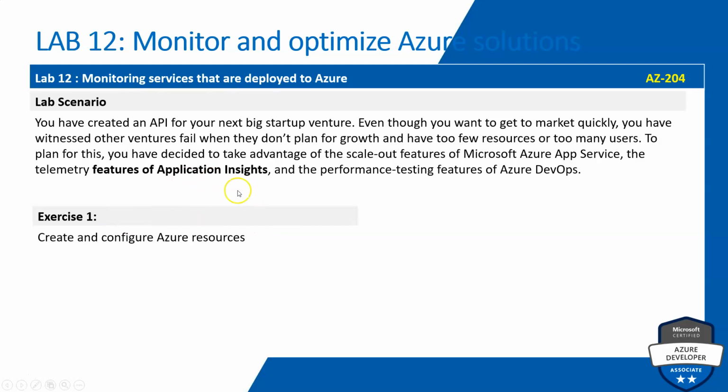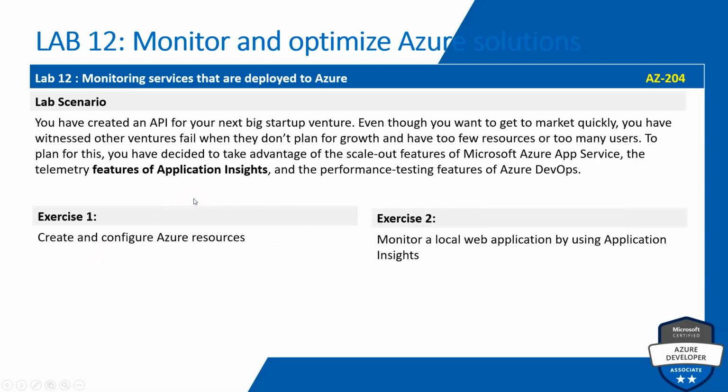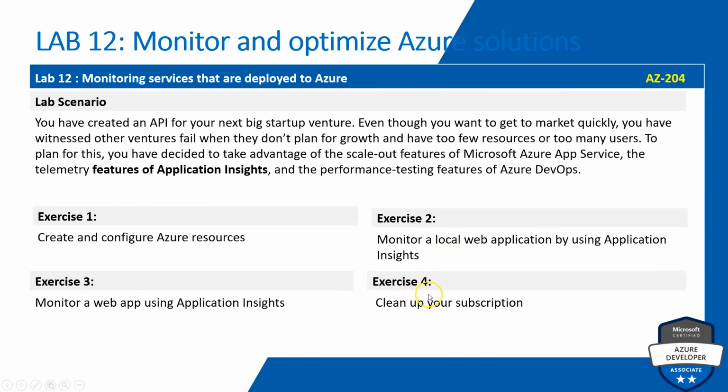We are going to cover this particular lab in 4 exercises. In Exercise 1, we'll create the Azure resources. In Exercise 2, we'll create a web app and then monitor it by using Application Insights. In Exercise 3, we'll monitor a web app using Application Insights. So here in 2, we'll monitor a local web app, and here we'll create a web app on Azure. In the last exercise, we'll clean up the resources.